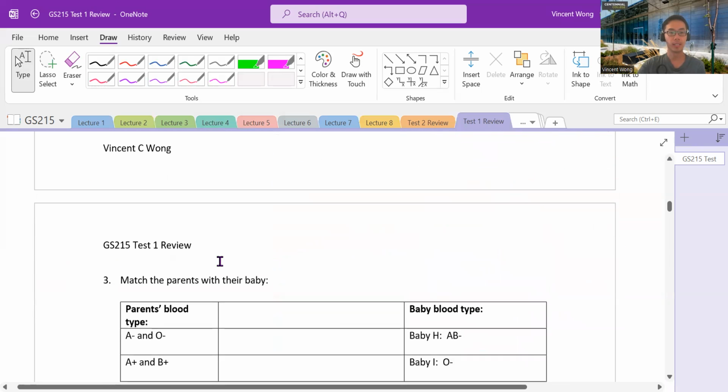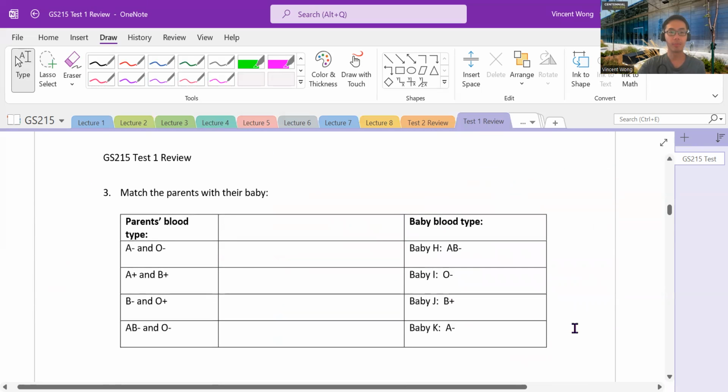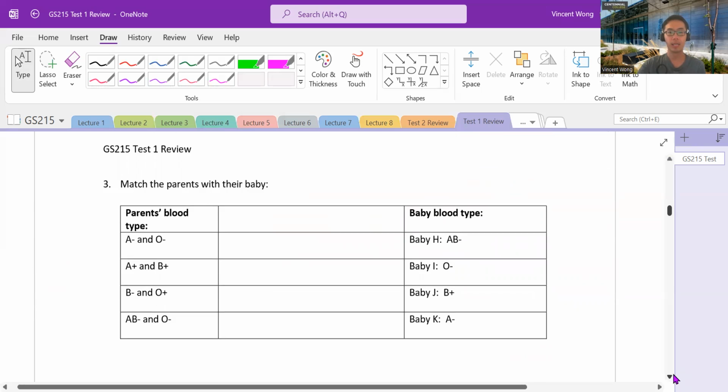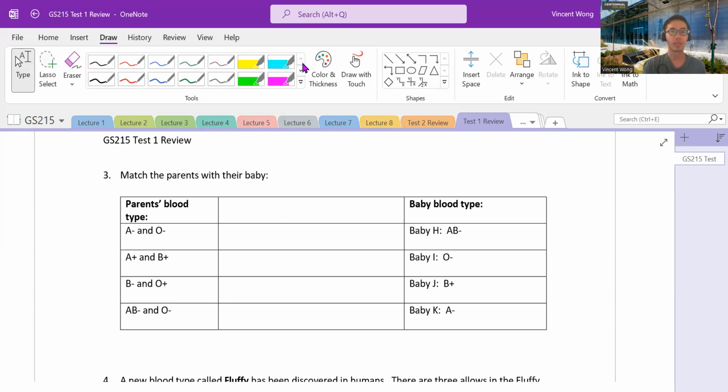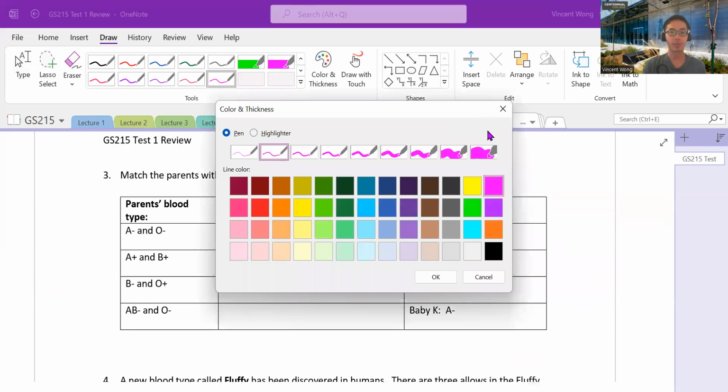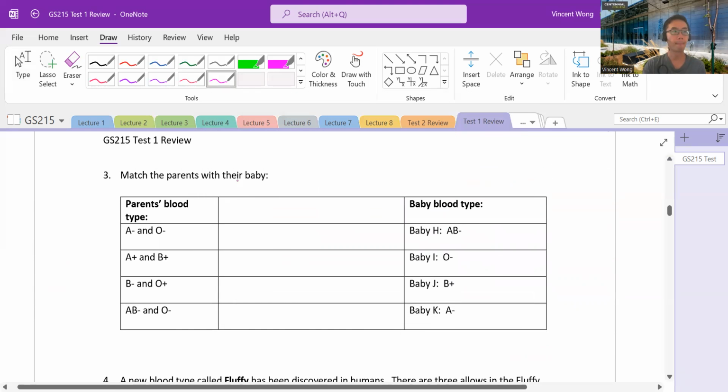All right. Match the parents with their babies. I don't know if you had a chance to. Anybody actually tried this and would like to share their answers? And then I will take it up with the class. Just want to see if anyone has some answers already. What should I put here for the babies?